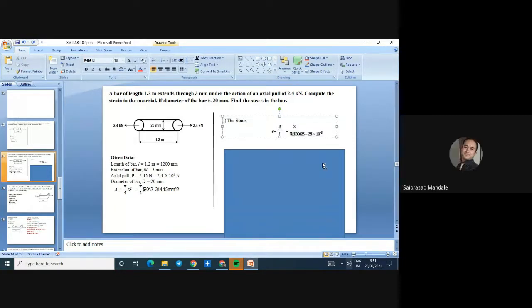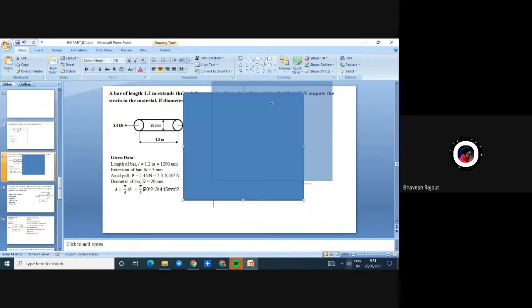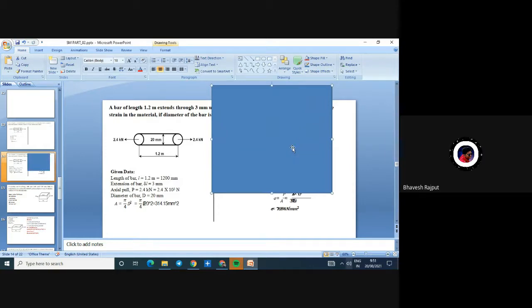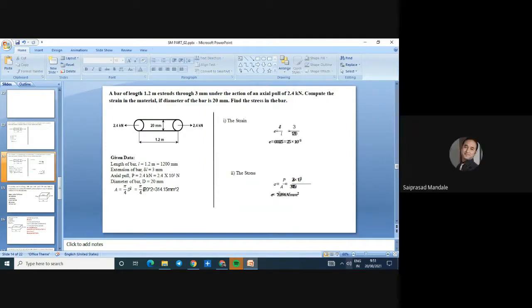And what is the stress? Tell me the value of stress. 7.63. Okay, so 7.63, it is a Newton per mm square is the answer. It's perfectly correct.